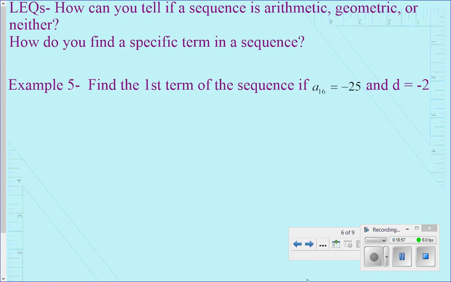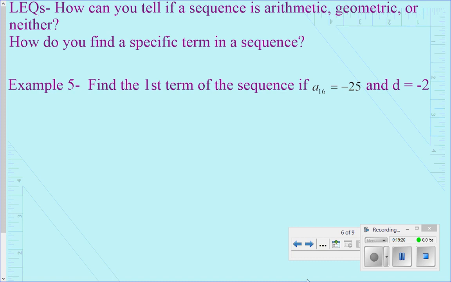Next. Find the first term of the sequence if a sub 16 equals negative 25 and d equals negative 2. This time again, I know because of d, I know it's arithmetic, and I still don't know the first term, but there's a lot of terms, because we have the 16th and we want the first. I do not want you to draw 16 lines and work your way backwards, because there's so many. It was fine on the last one because we didn't have that many to draw, but you don't want to do that. And what if there were 100 terms? Are you going to draw 100 lines?